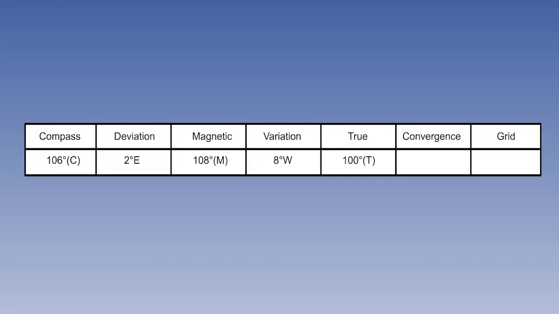And, as you would expect, we follow the same rules when working from compass to true to grid. If the true heading is 100 and the convergence is 10 west, convergence west, true best, then grid must be 10 degrees less than true, giving us a grid heading of 090.